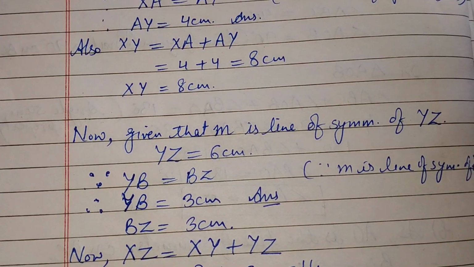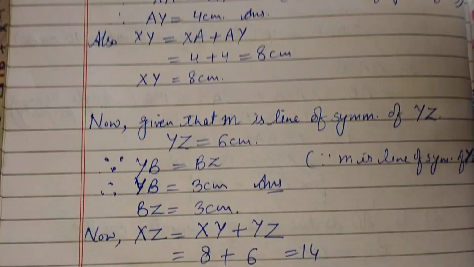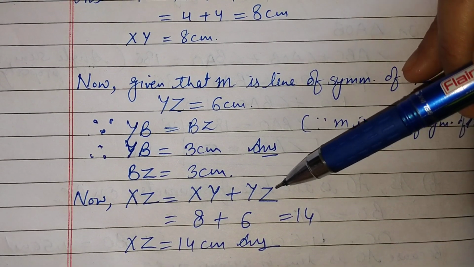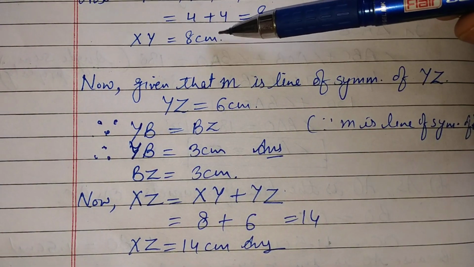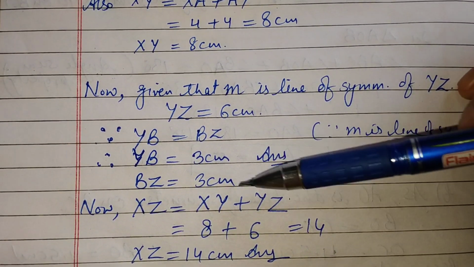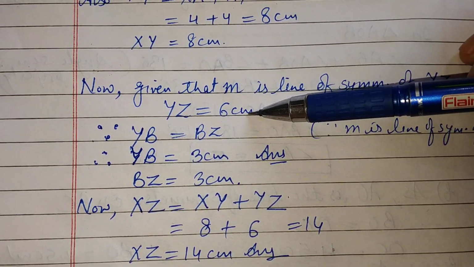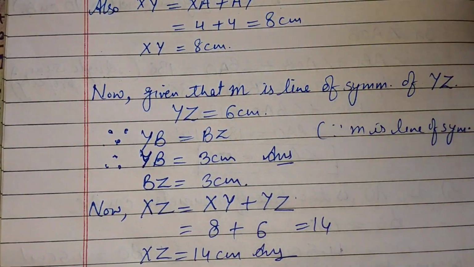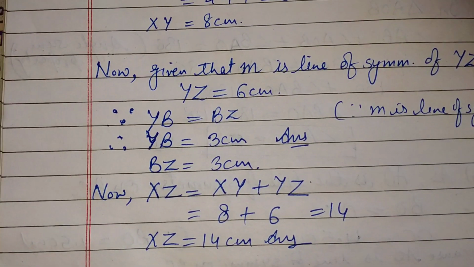You have to find the length of XZ. I told you that we will add XY plus YZ. XY we already found here as 8 centimeter and YZ is already given. We will add these two. We will get the answer: XZ is equal to 14 centimeter. Okay.